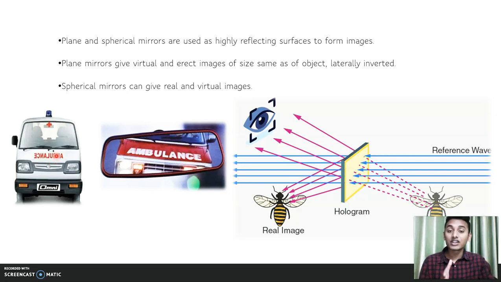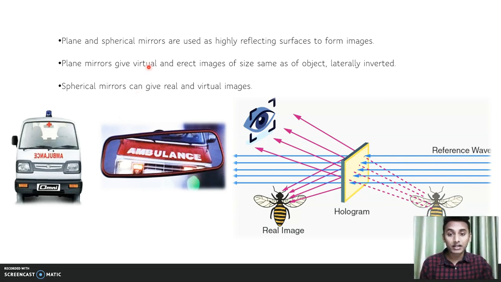Lateral inversion. Have you seen an ambulance on which the English written is very different from the way we normally write? You know why they write that? Because when this written thing is seen on our own car from a rear view mirror, we'll be able to read it properly. That means that the mirror is laterally inverting the image which it is making. Your right hand in front of the mirror will look like a left hand. That is called the lateral inversion phenomenon in a plane mirror.